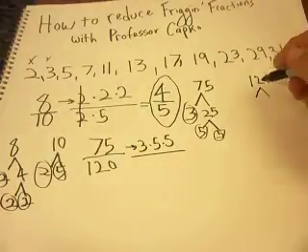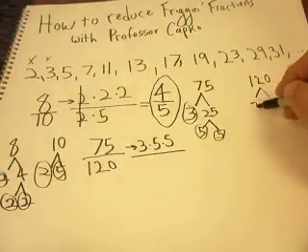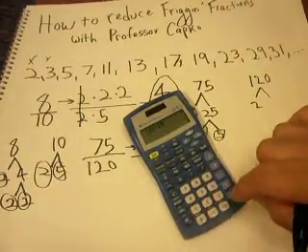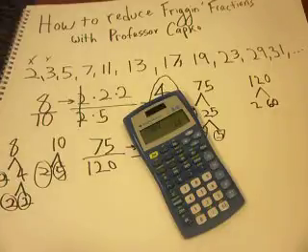Okay, so I take 120. I'm going to start with the smallest prime number, which is 2. So I got 120, and I'm going to divide by 2. And yes, it goes in equally, and the answer is 60. 2 times 60 is 120. 2 is a prime number, so now I'm going to go to 60 and break that down.